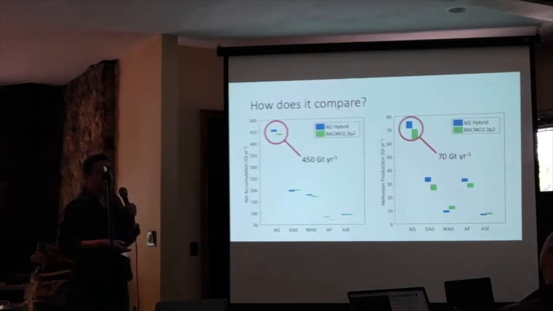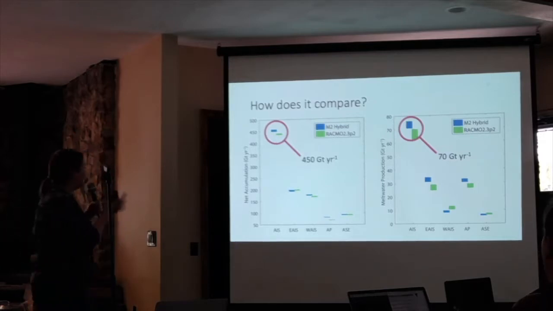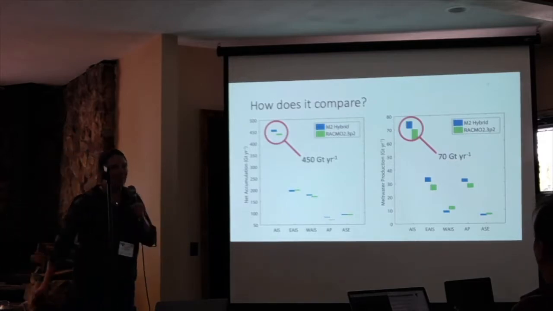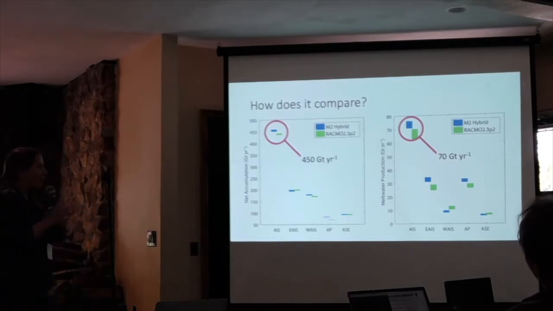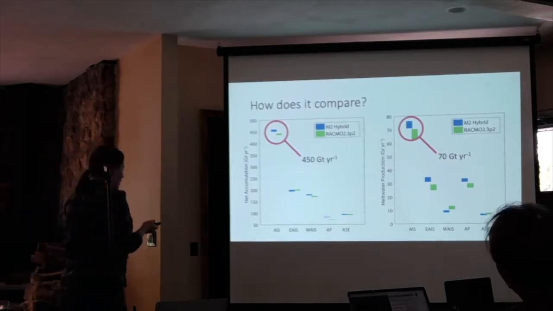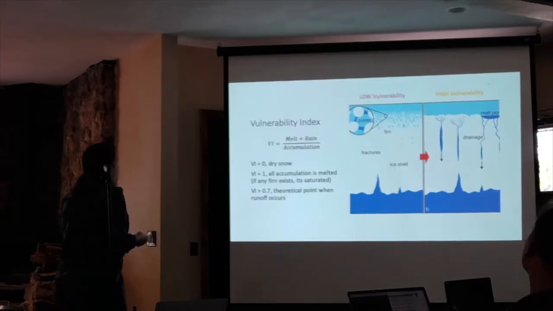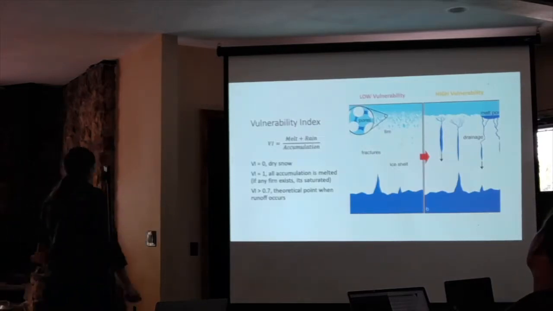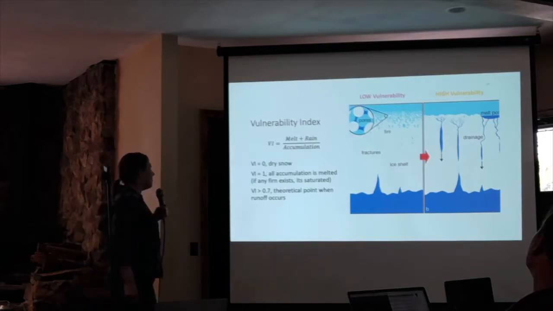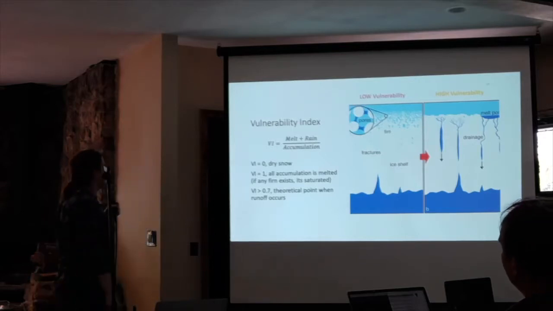And I want to remind us that we are not Greenland yet. Snowfall is 450 gigatons per year. Melt is only 70 gigatons per year. So we haven't approached Greenland numbers yet by any means. So we're going to do a really simple calculation, a division, to figure out how vulnerable the firn columns are.